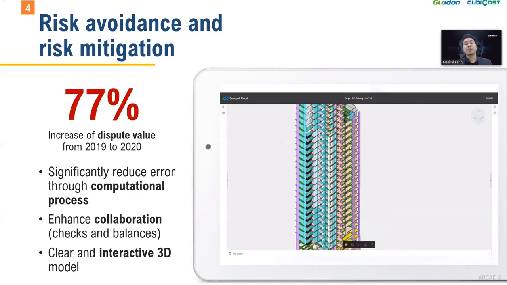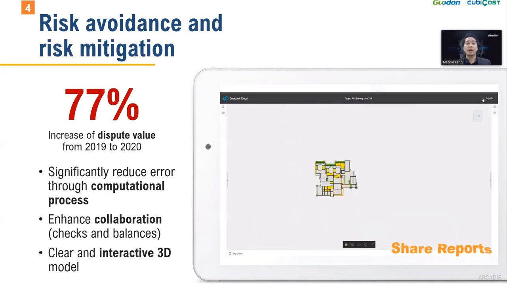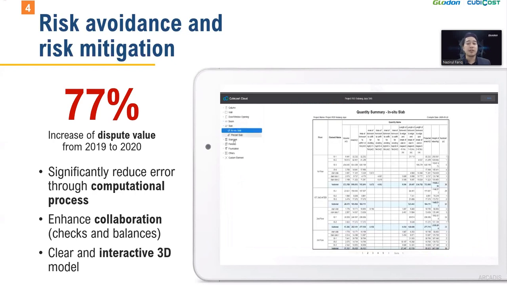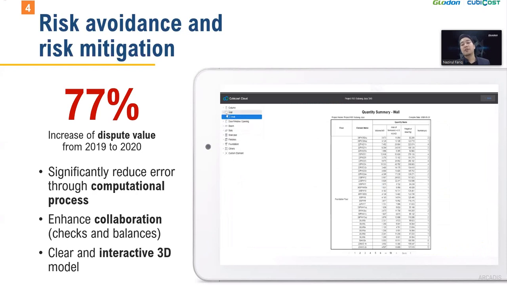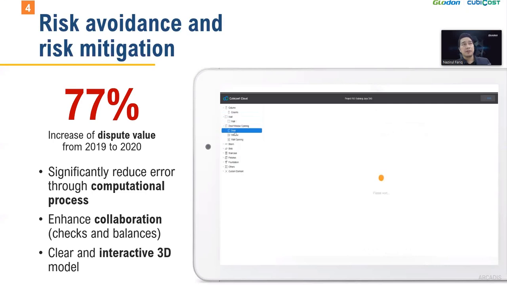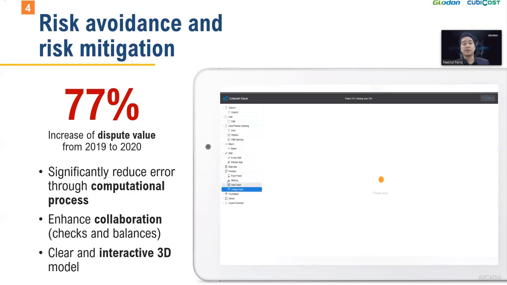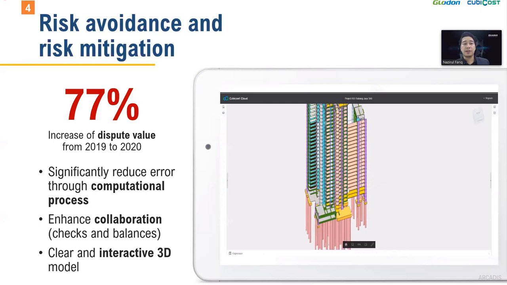So working in this 5D BIM environment definitely enhances the collaboration and communication process among the stakeholders. At the same time, it gives the project owner a clear picture of every financial decision being made. So a BIM investment does not just give you direct profits or returns, but at the same time it can mitigate or avoid certain risks.